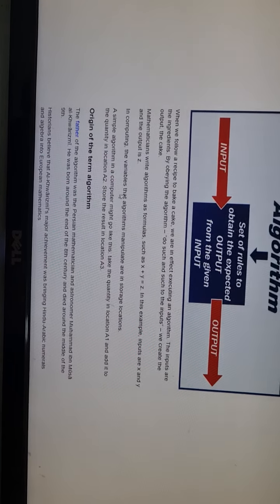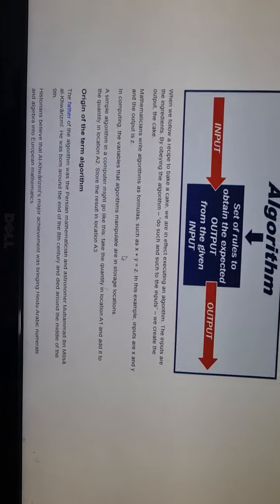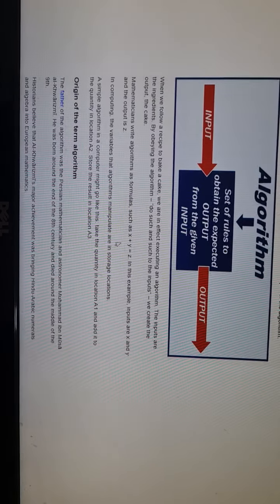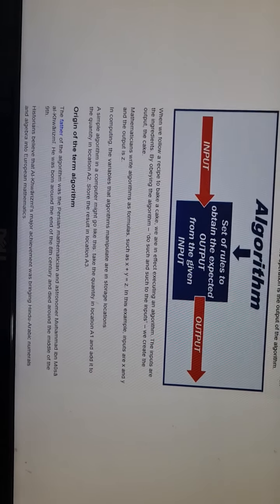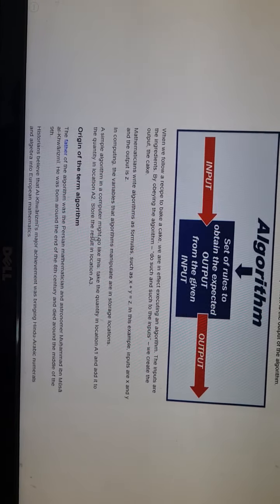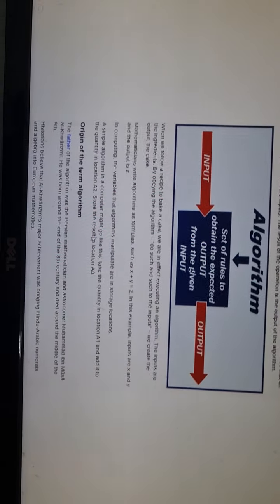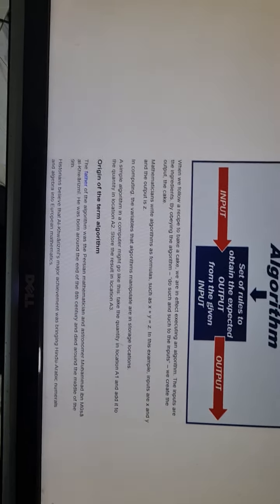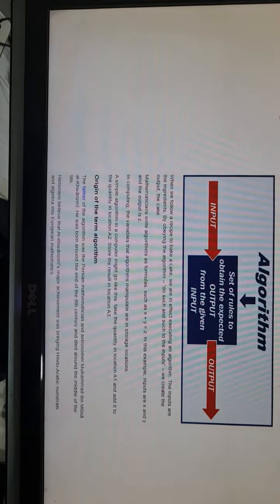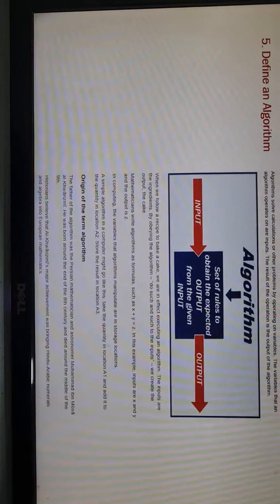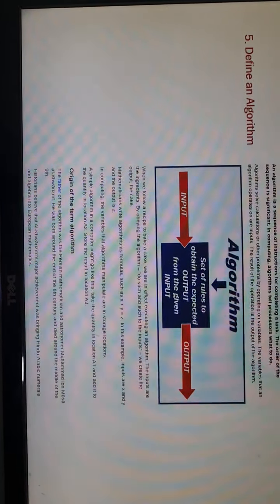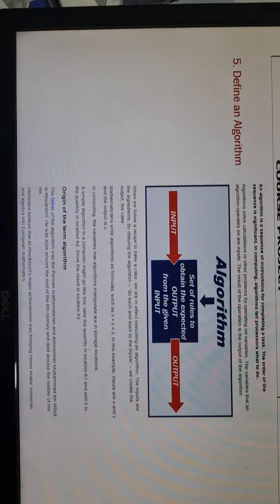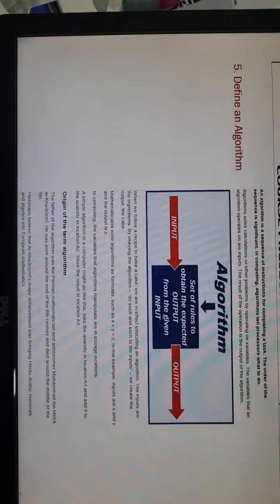Mathematicians write algorithms for formulas such as x + y = z. In this example, the inputs are x and y, and the output is z. In computing, the variables that algorithms manipulate are in storage locations. A simple algorithm in a computer might be like this: take the quantity in location A1 and add it to the quantity in location A2. Store the result in location A3.